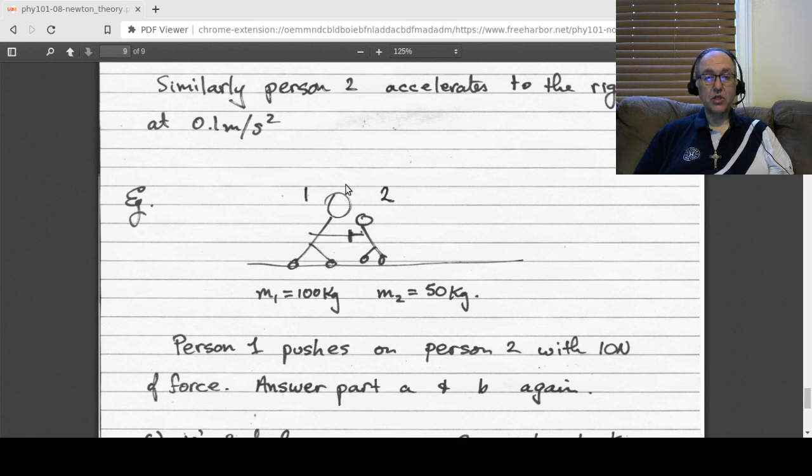The way to think about it is the two forces are equal to one another. Person one pushes on two with 10 newtons, person two pushes on one with 10 newtons. But when you divide by the mass, the smaller object would have the bigger acceleration. And so it is consistent, and hopefully this is going to fix any kind of counterintuition that you might have to what's going on, and give you a correct understanding.